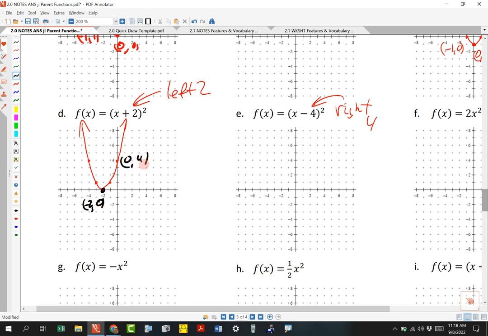Right here, this would be 0, 4. From the vertex, I go left 1, up 1 squared, because I haven't changed the shape at all, and I figured out what that central point is. And then I go left 2, up 2 squared. So if I wanted to label a point right here, I could label that as negative 2, 1. Now, if you're just doing a quick sketch, labeling 3 points is really pretty good.